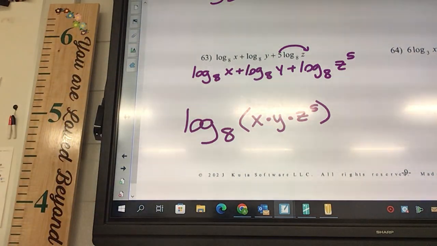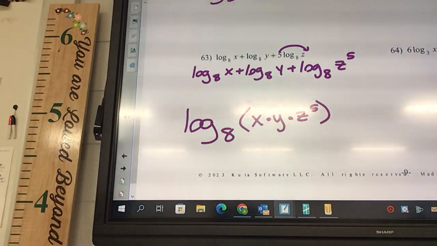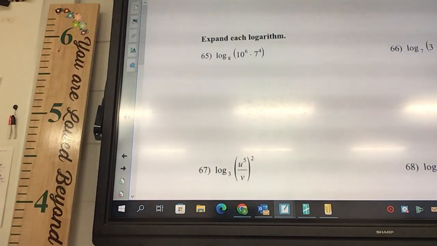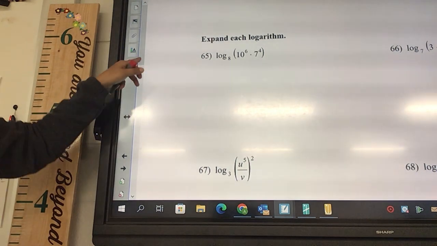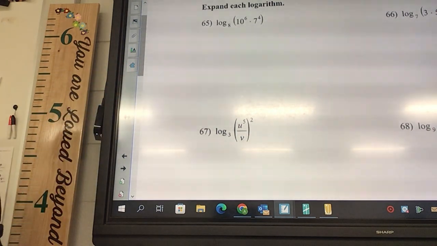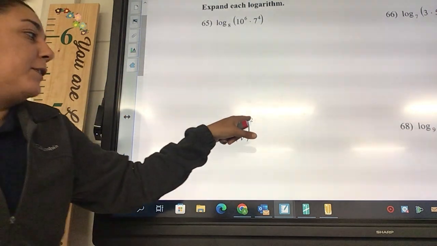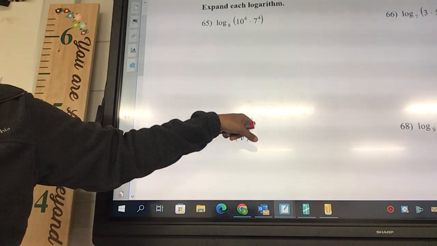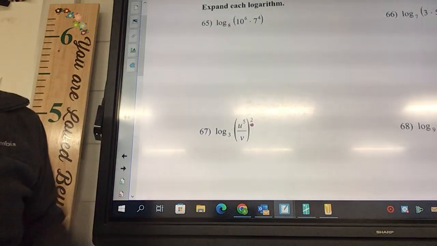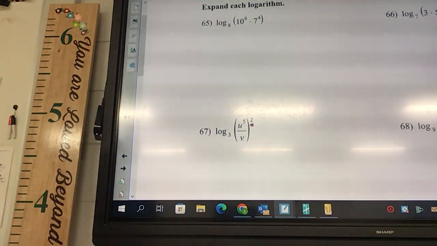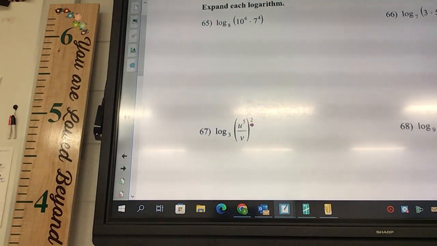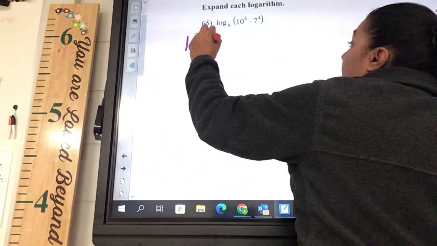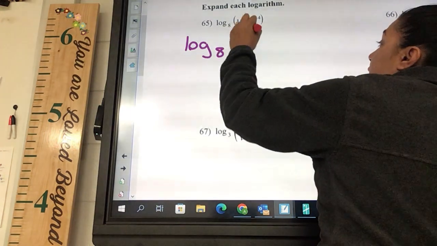We're almost done. We got 4 left. Okay, expanding logs. Your very first thing you're going to have to do, for those of you that don't remember, if there's a number on the outside of the parentheses, that's going to have to get moved first. If there's not, then we go ahead and deal with either multiplication or division. So is there a number on the outside of the parentheses? No. So we can write this as log 8 of 10 to the 6th.